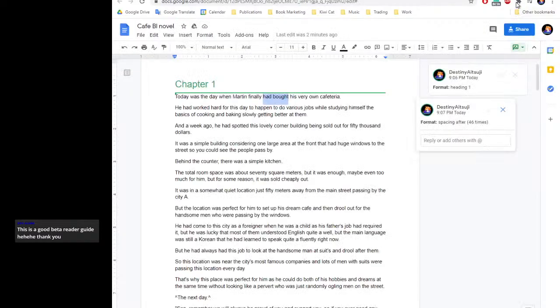I don't think I have Grammarly installed with this. Do I have it installed? Okay, maybe it doesn't allow me to use it on the beta reading ones.